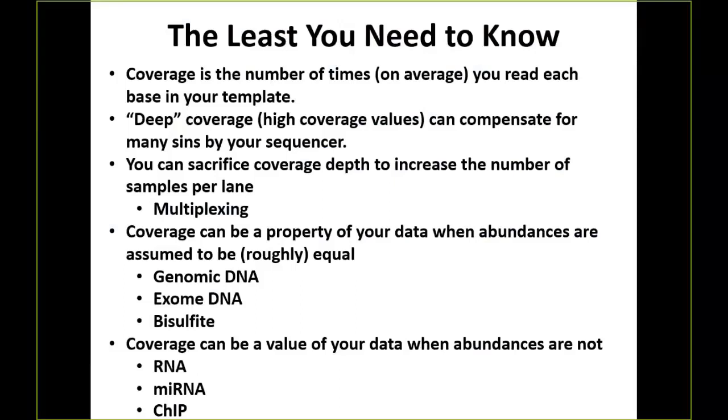Coverage can also be a value of your data when abundances are not assumed to be equal. With RNA, I know that I'm going to have a lot more beta-actin and ribosomal RNA sequence than, for example, my favorite Fox transcription factor. So sometimes those differences are your data, especially if you're trying to do things like RNA quantification.